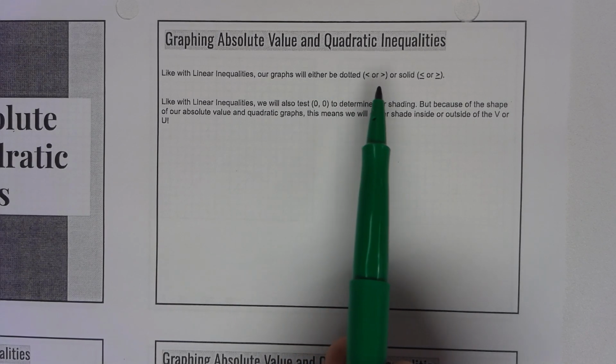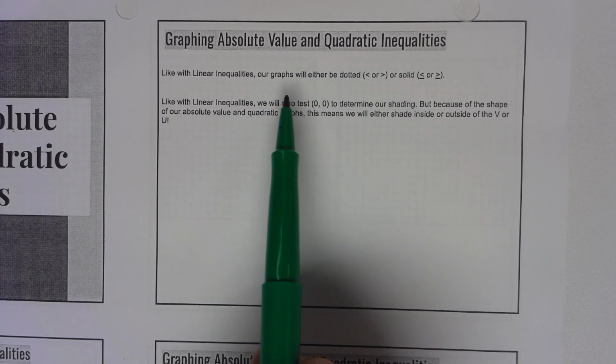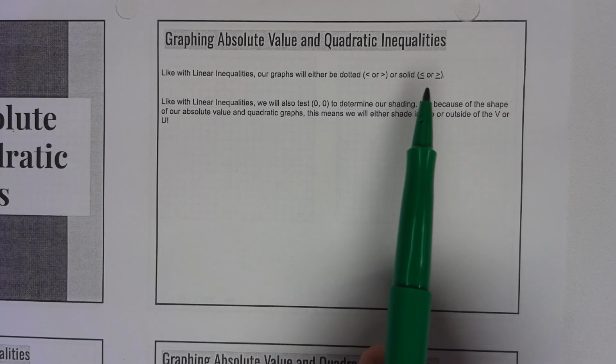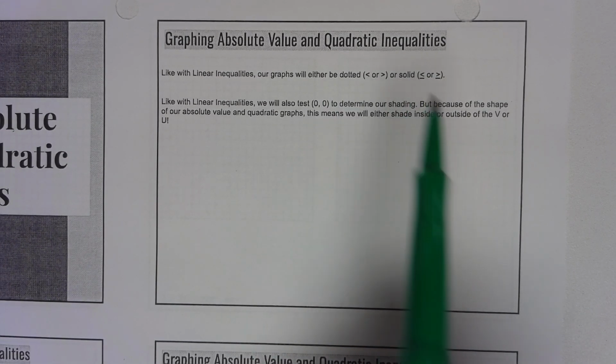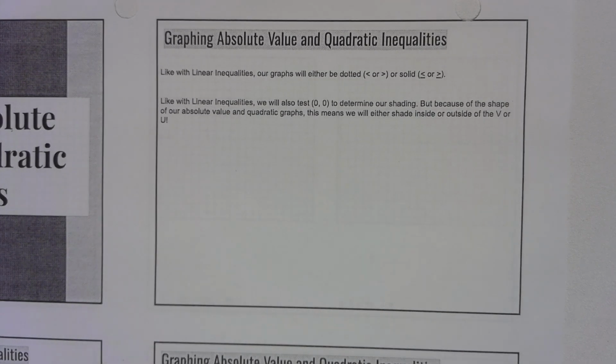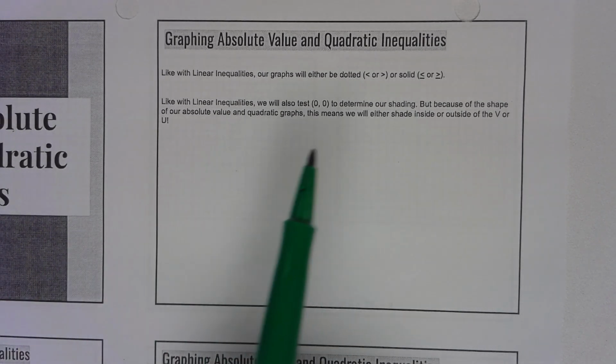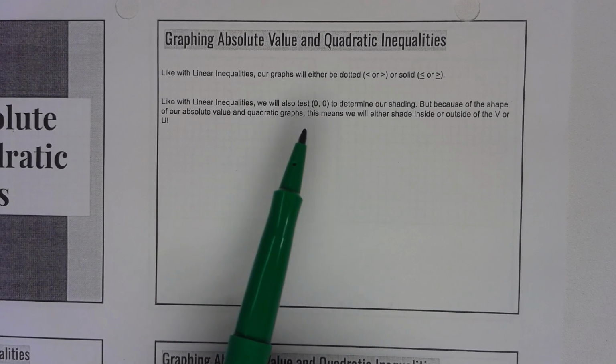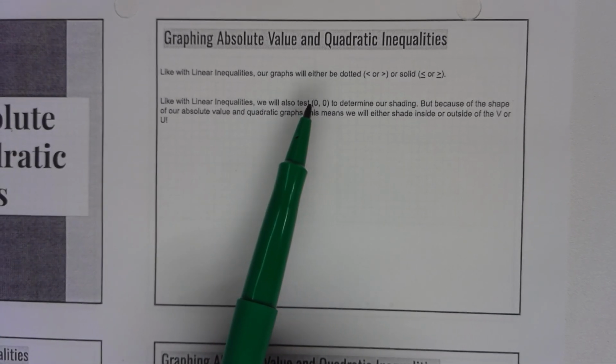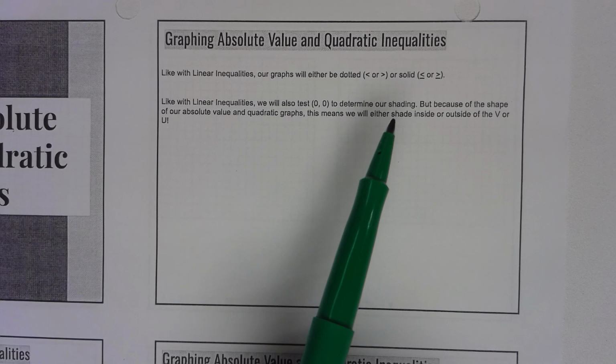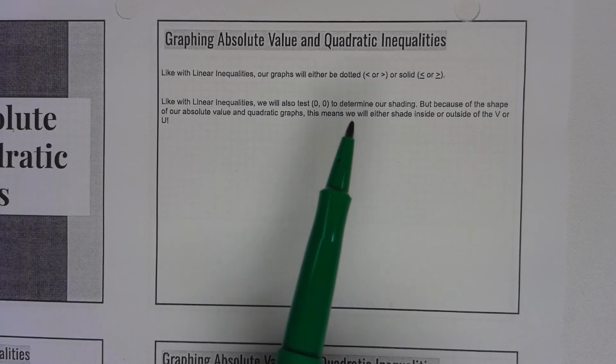That when it's just less than or just greater than, we'll graph using a dotted or dashed line. When it's or equal to, we use a solid line just like we normally use for graphs. Then, just like we've been doing with the other inequalities, we'll pick a point, ideally 0, 0, to test where we want to shade, and then there's going to be some shading involved.